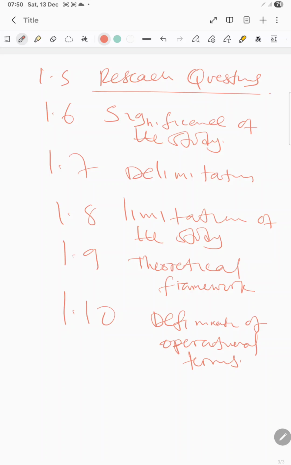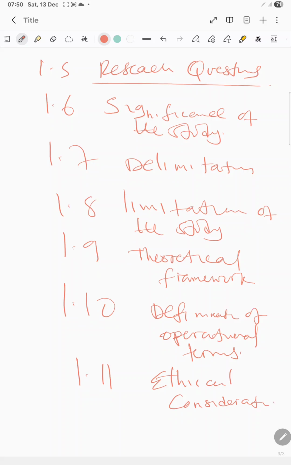Then from there, what you need to do is go to what we call 1.11. 1.11 is about ethical considerations. So, ethical considerations. What are these ethical considerations?